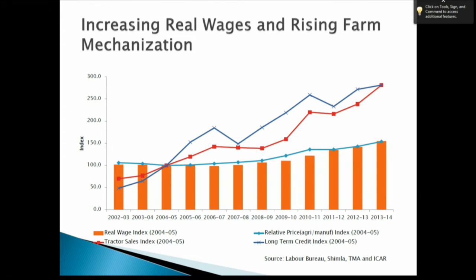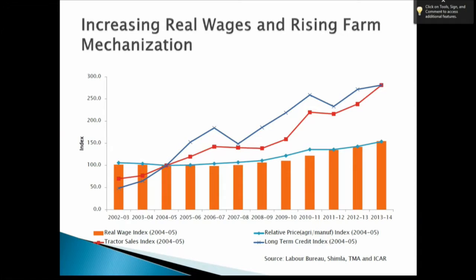Now, this is where I bring together the mechanization. So I have four graphs here. One is the real wage index, which has been going up, and that represents the costs due for the farmers. Second is the relative price index, which I'm trying to show that the farmers are getting compensated on the revenue side because of a higher relative index. And then there are the tractor sales and the long-term credit index. Tractor sales is the red line with the rectangles. That has witnessed a sharp increase. And I will show you how the tractor density looks at the moment in the eventual slides.